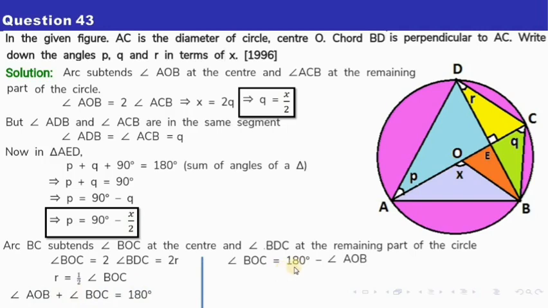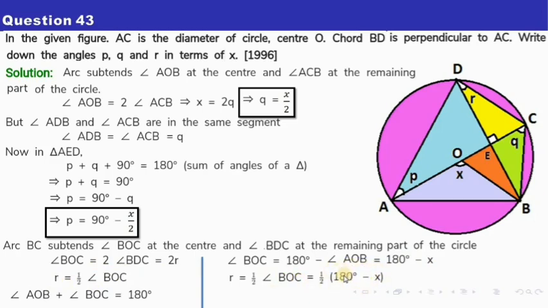So BOC will be 180 minus AOB, which is 180 minus X. Now let's go back to our work, this one. All right, because we want to find R. So from here R will be equal to, instead of BOC I am writing 180 minus X.